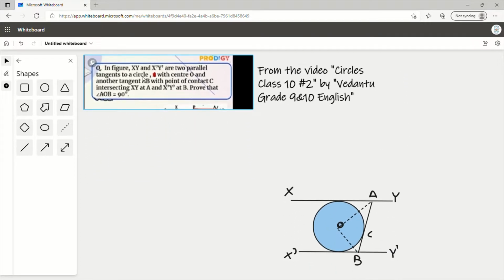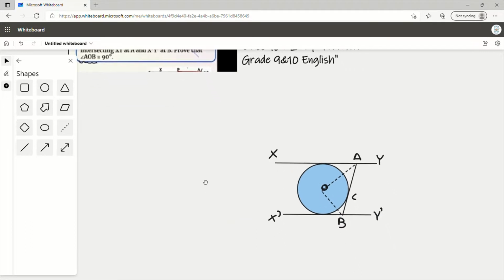So basically, we have a circle and then we have two tangents, xy and x dash y dash. And there's another third tangent, AB, which intersects xy at A and B and intersects the circle at C because it's a tangent, that's where it must intersect. And we have to prove that the angle AOB will always be a right angle.